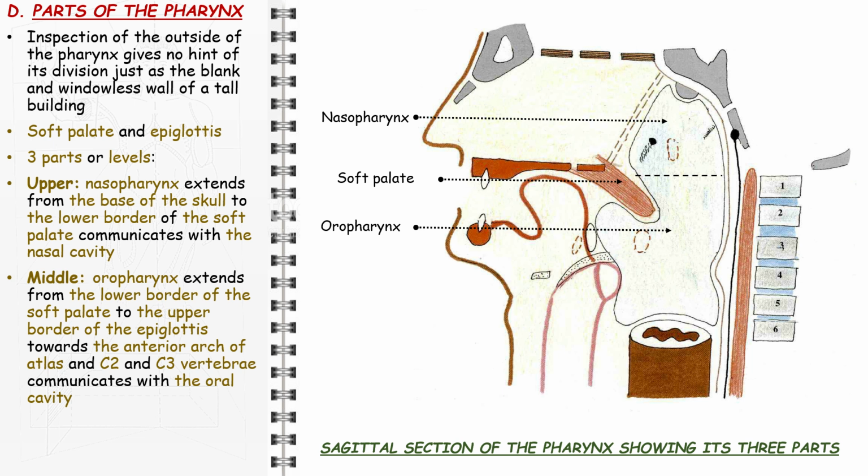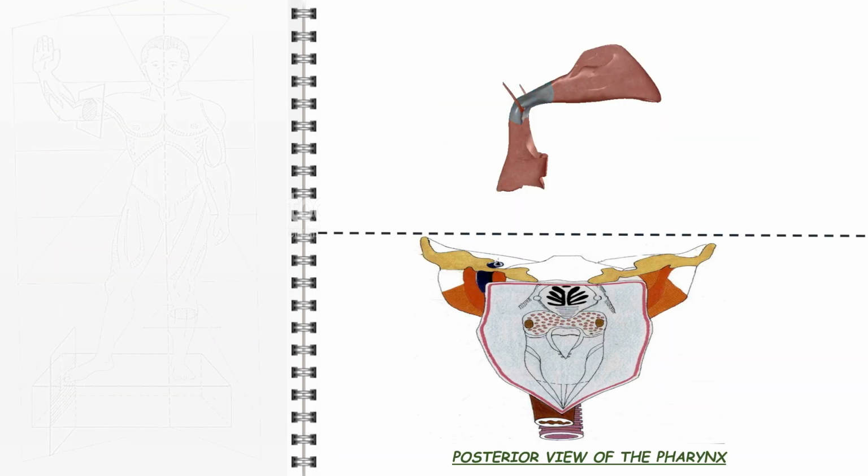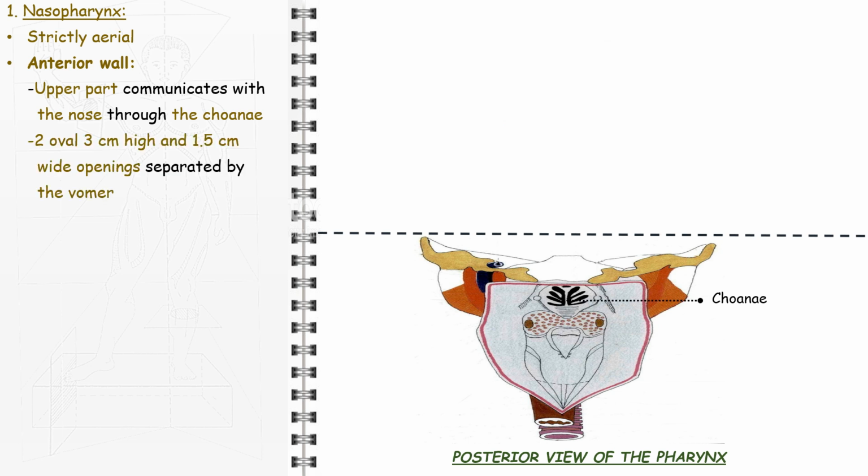It communicates with the oral cavity. The lower part is the laryngopharynx. It extends from C4 to C6 vertebrae and communicates with the larynx. The nasopharynx is strictly aerial. The upper part of its anterior wall communicates with the nose through the choanae. The latter are 2 oval openings, 3 centimeters high and 1.5 centimeters wide, separated by the vomer.